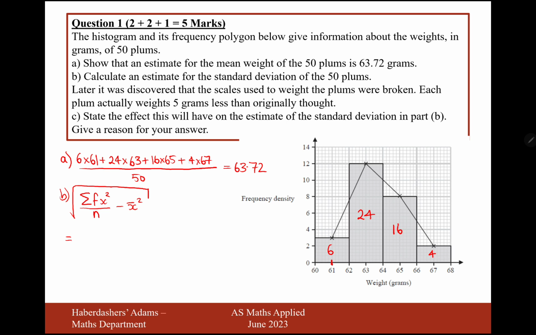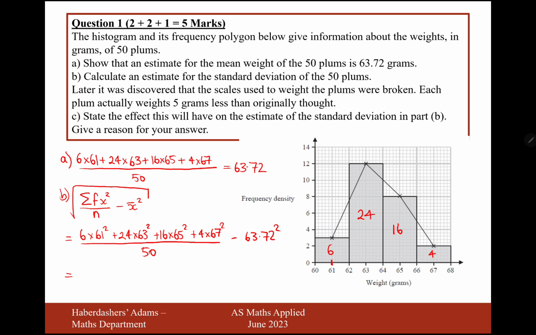So it's very similar to the one above. The frequency will be 6, 24, 16 and 4, but now instead of just doing 61, 63, 65, 67, we square 61, square of 63, square of 65 and square of 67. So it's 6 times 61 squared, add 24 times 63 squared, add 16 times 65 squared, add 4 times 67 squared. We're going to add all of that up, divide it by 50, and then take away 63.72 squared. And I did this in preparation rather than doing this all on the video.